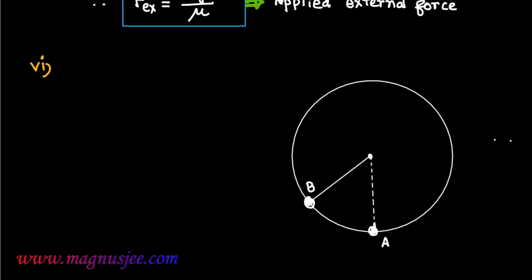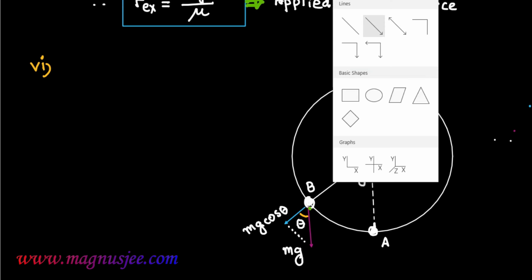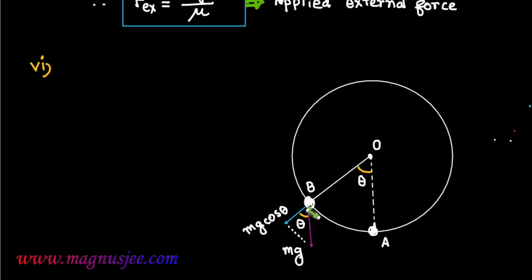B is the final position of the insect, and we can draw the weight of the insect mg, which acts vertically downwards from the point B. When the insect reaches the point B, its weight acts downwards, and theta is the angle between the two radii, and O is the center of this imaginary spherical surface. And we can resolve mg. We get the rectangular component mg cos theta, which acts radially outwards, and this angle is also theta.